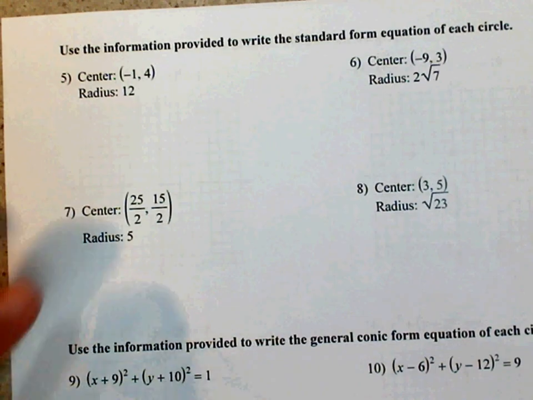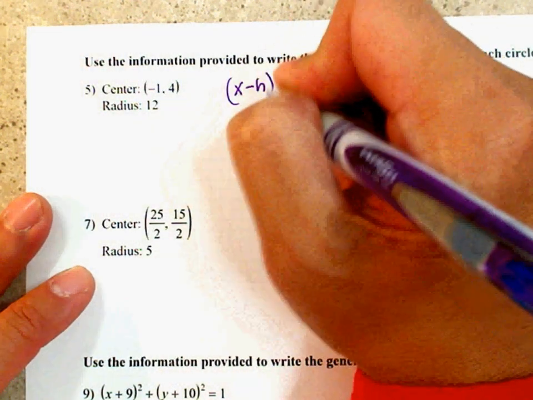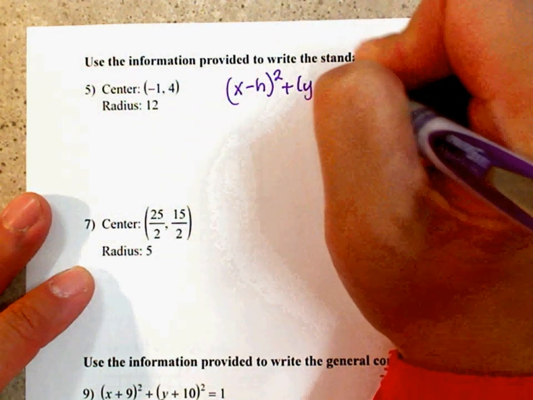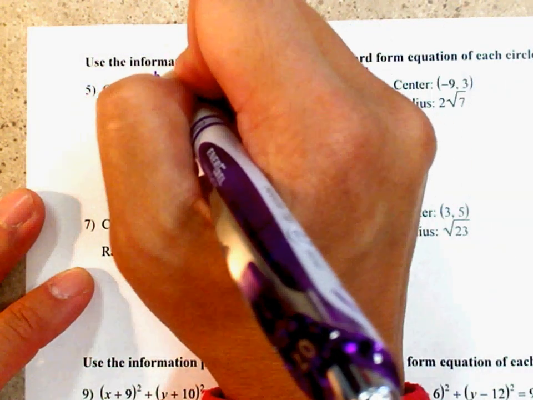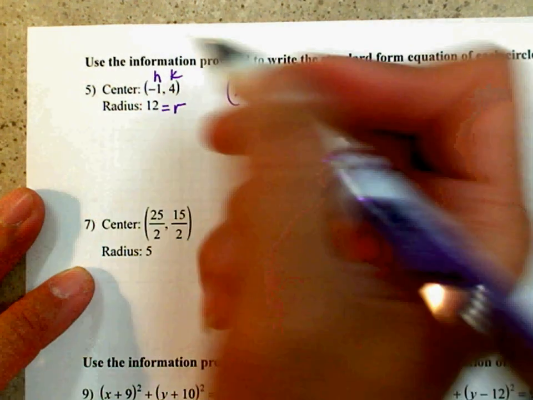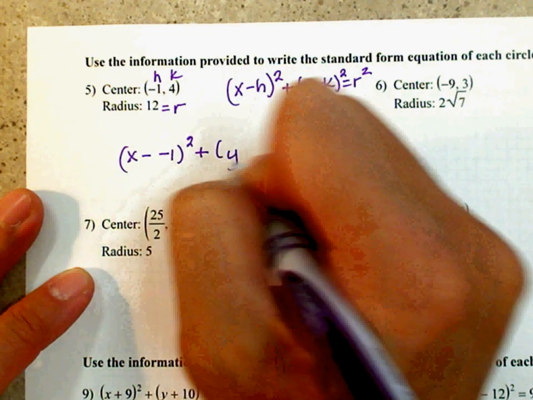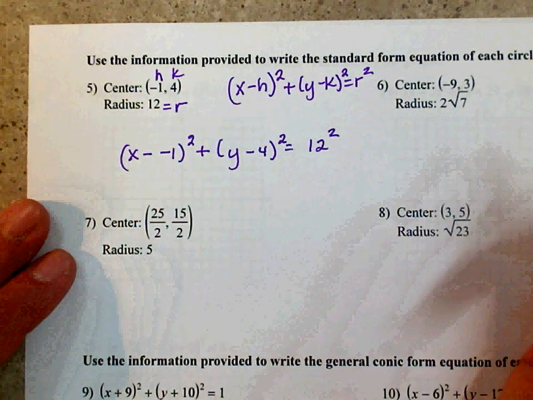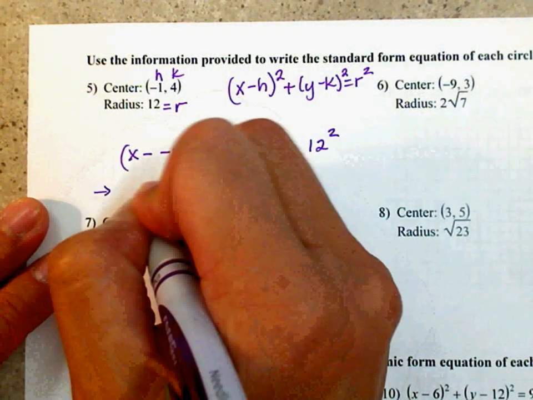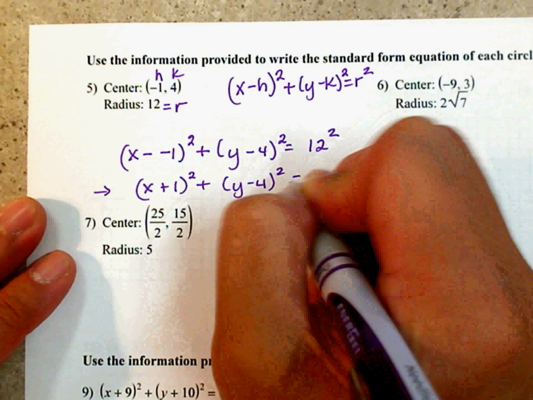Now, you are supposed to write this in standard form. The form looks like this. X minus h squared plus y minus k squared is equal to r squared. Okay? Here's your center, hk. There's your radius r. So the formula is x minus -1 squared plus y minus 4 squared is equal to 12 squared. All right, so now we can simplify it. So x plus 1 squared plus y minus 4 squared is equal to 144.